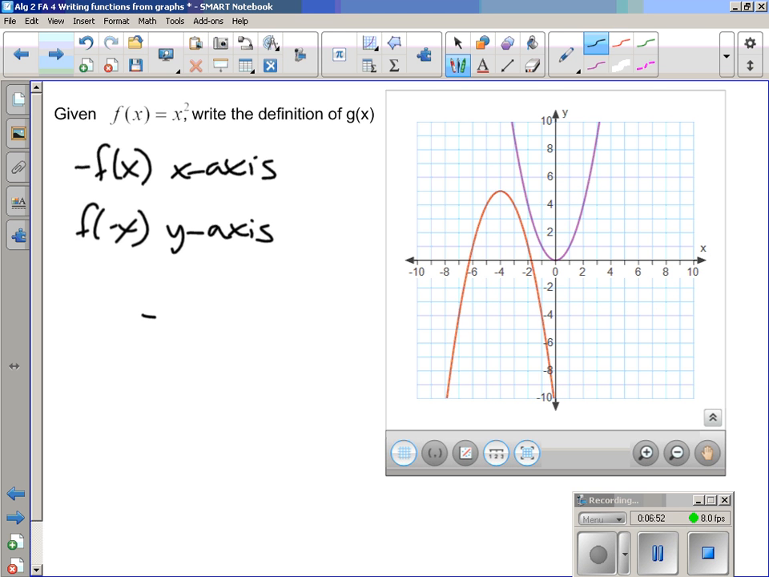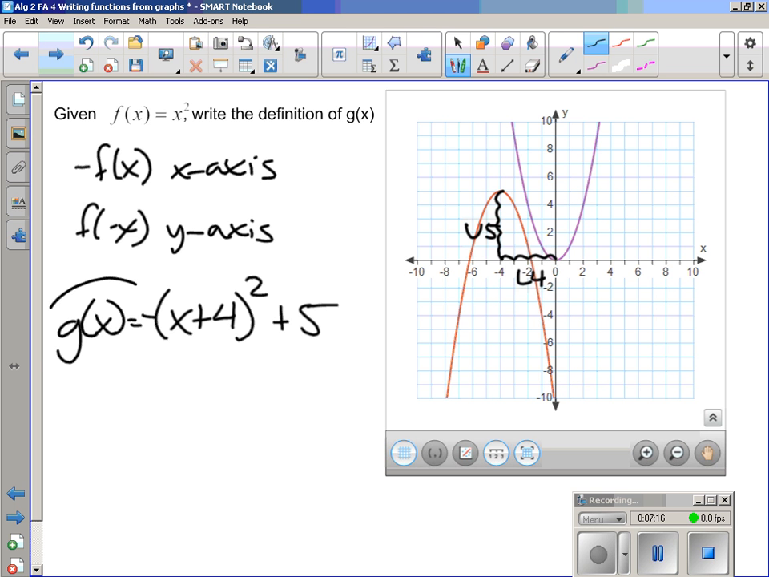Then I see how it moved. It moved left 1, 2, 3, 4 and up 1, 2, 3, 4, 5. So to do the left 4, that's x plus 4 in parentheses squared. Up 5, plus 5. So that's my red function.